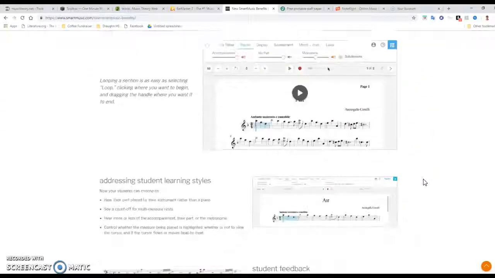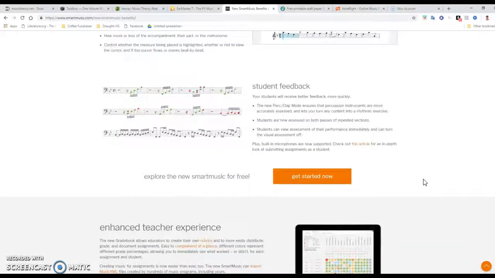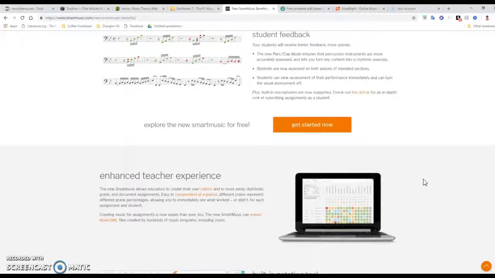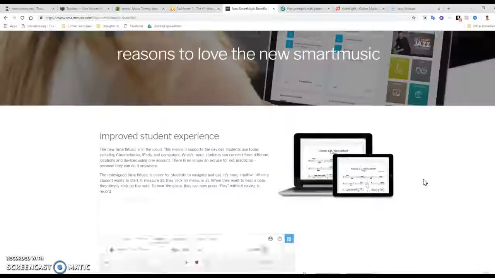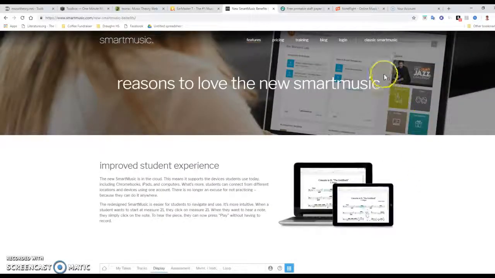I personally have not used this, but I do know band director friends who have used it and were very impressed with it. So it might be something worth looking into as a possibility.